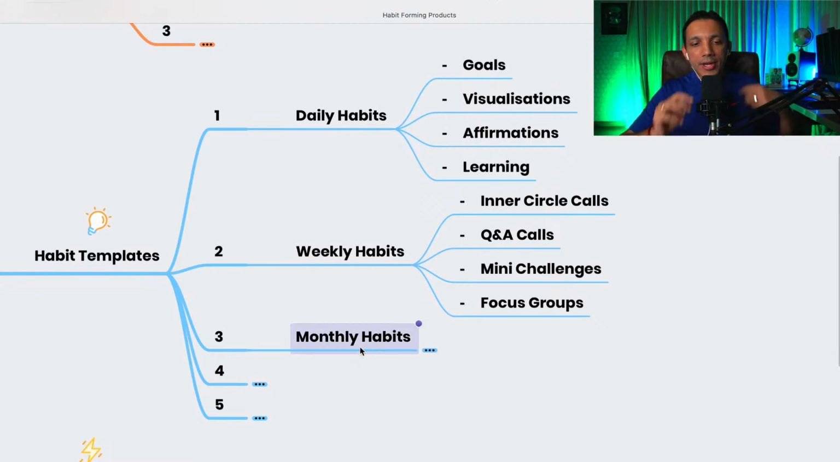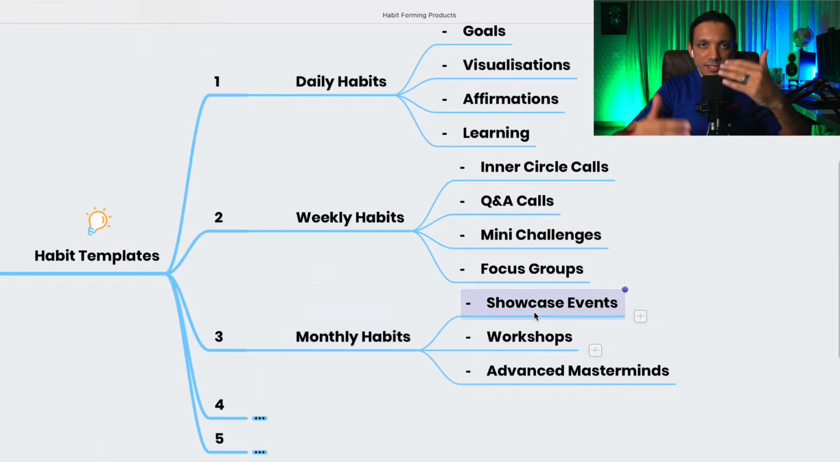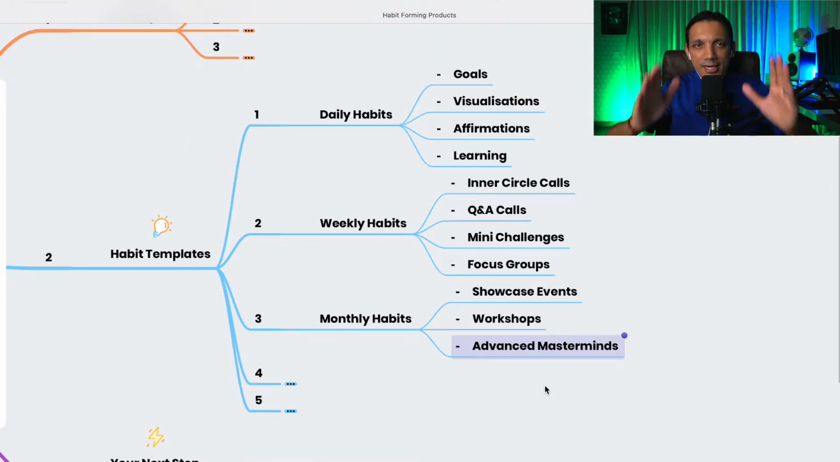The monthly habits that you can install into your community members are these. You can do showcase events. So every month I do a showcase for all my silver members, for them to know more about the diamond membership level, and that is also like a monthly habit that's installed into the system. I also have monthly workshops. You could do monthly workshops for your community members. You could have advanced masterminds, people coming together, discussing ideas, brainstorming, and installing that as a habit in the community and putting that into a calendar and a routine.